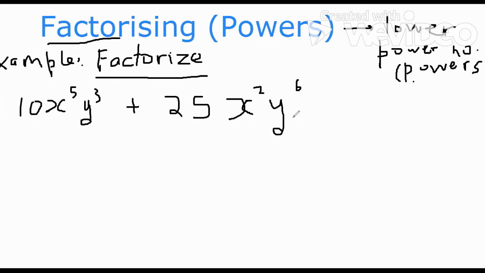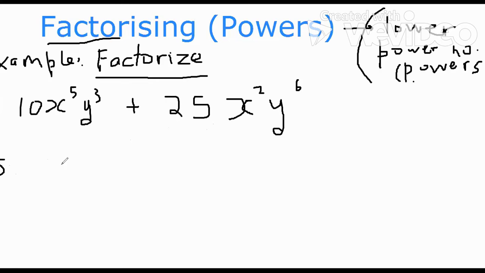All right. So, can you tell me, first of all, we have 10 and we have 25, right? What's the highest common factor of 10 and 25? 5. All right, so you notice I don't apply this lower power number to the 10 and the 25.